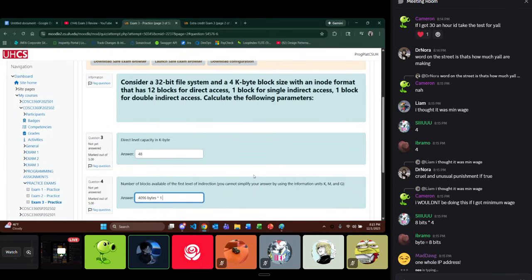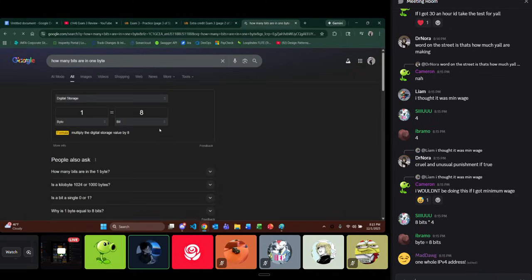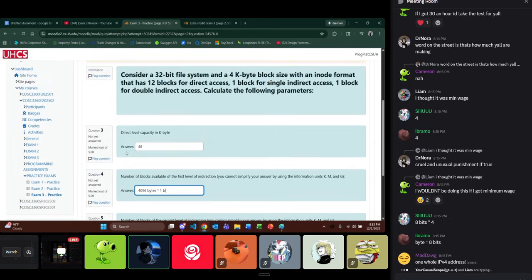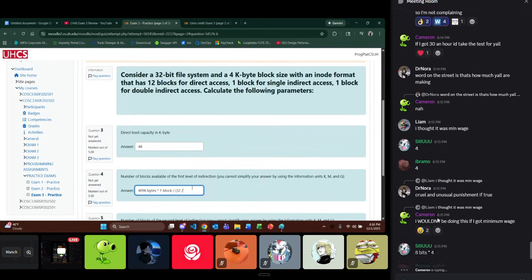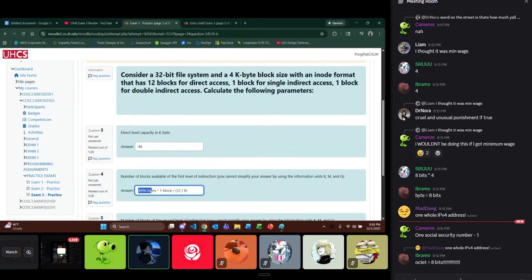Exactly. Okay, so there, in 1 byte, how many bits are in 1 byte? 8. Okay, so there is 4 bytes and 32 bits, meaning, where was I doing again? So times 1 block divided by 4 bytes, so divided by 32 divided by 8, right? Because that's how many blocks we can have available for that level. So in other words, we divide 4096 bytes by 4 bytes per block, meaning this will get us 1024.